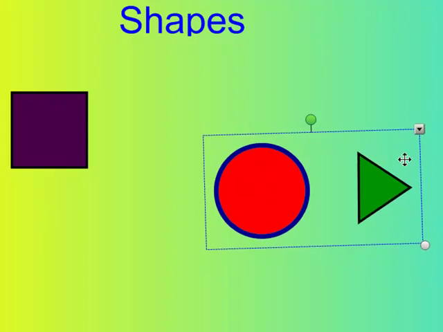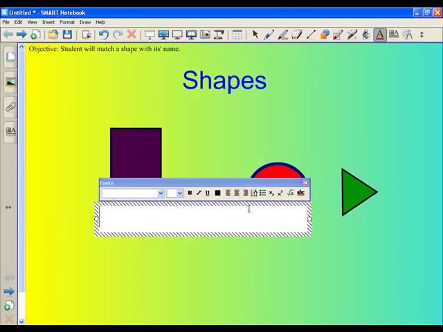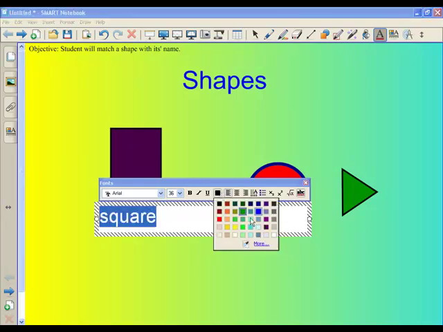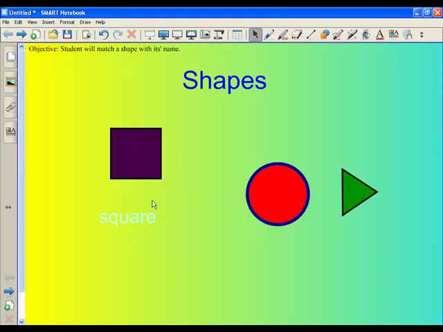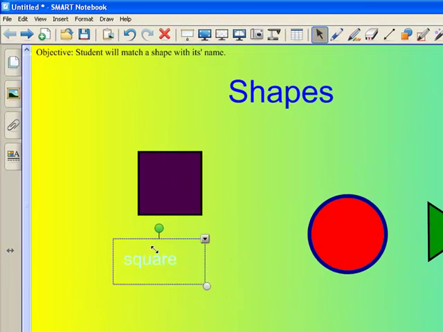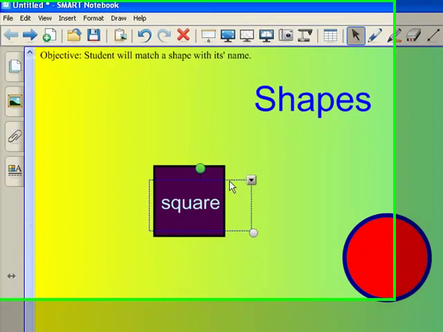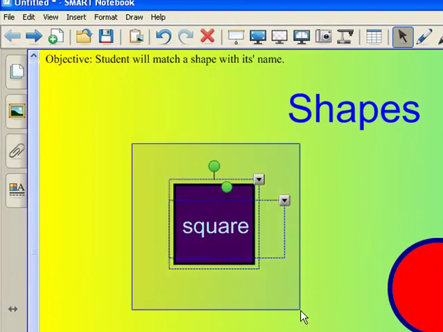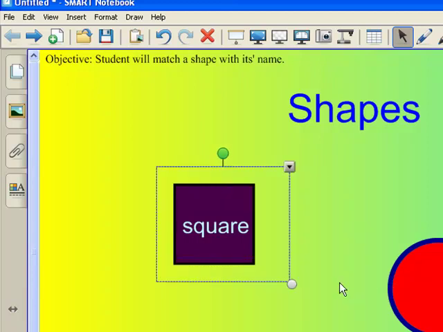If you would like to write inside of a shape, you can put the writing that you would like, such as square. We'll highlight it. We can change the color to a light color. I select the word, change the size, and I can place it right over that object. But the problem right now is they're not grouped, so I would have to select both of them, click the drop down arrow, and group them.